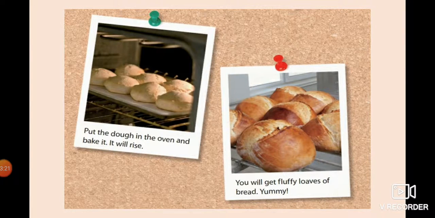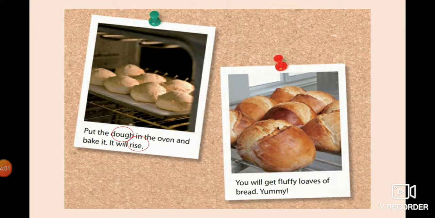Then we have step number three, put the dough in the oven and bake it. It will rise. First we collect the ingredients, then we put all the ingredients in a bowl and mix them, and in step number three, we put the dough in the oven and bake it. We circle dough because this is the keyword that we use in that part, and also rise. It will rise, esta crecerá.